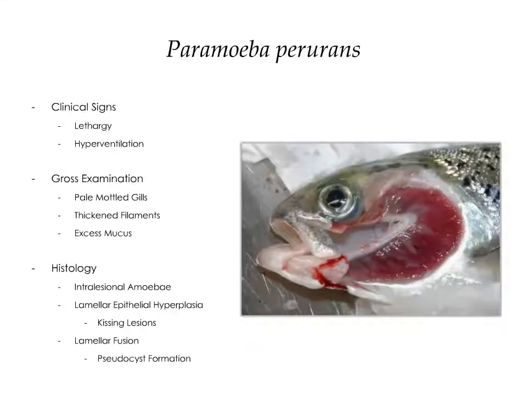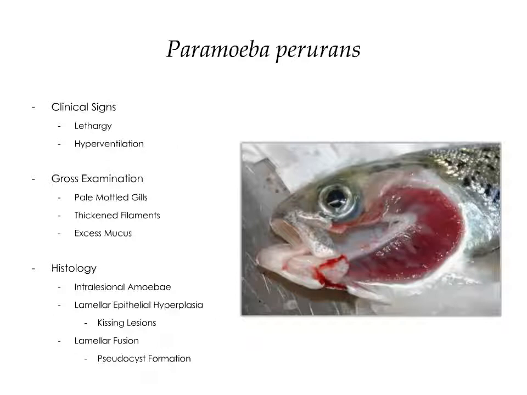Clinical signs associated with infection include lethargy and hyperventilation. On gross examination, there's pale mottling of the gills. There's thickening of the gill filaments and excess mucus production. Histologically, there are large numbers of amoebae between gill lamellae. Amoebae are associated with extensive lamellar epithelial hyperplasia.